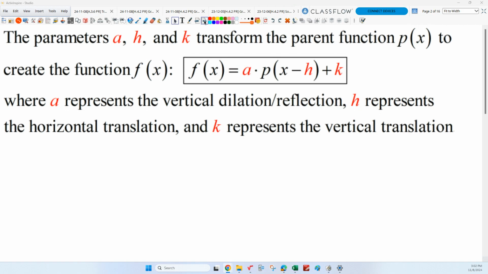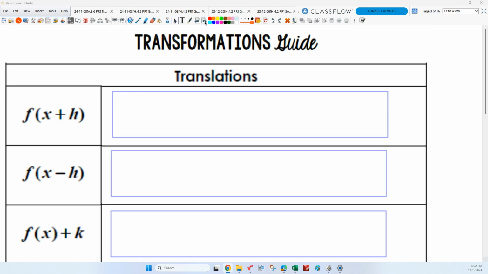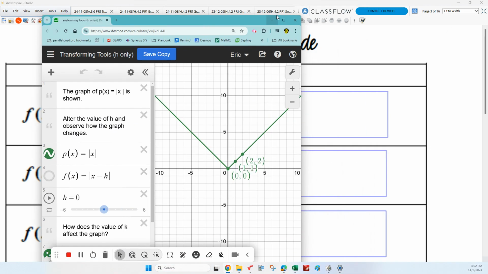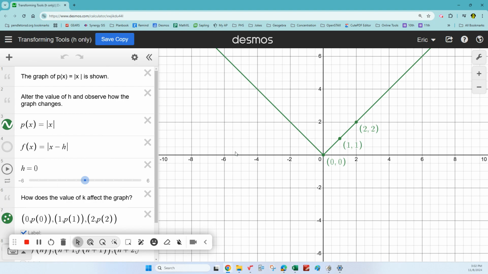So only 2 of those 3 numbers are we going to deal with today. So let's first of all explore this a little bit. We'll start at the top here. So what if I want to add or subtract a number inside the function? I've got this Desmos file that makes this really easy to see.